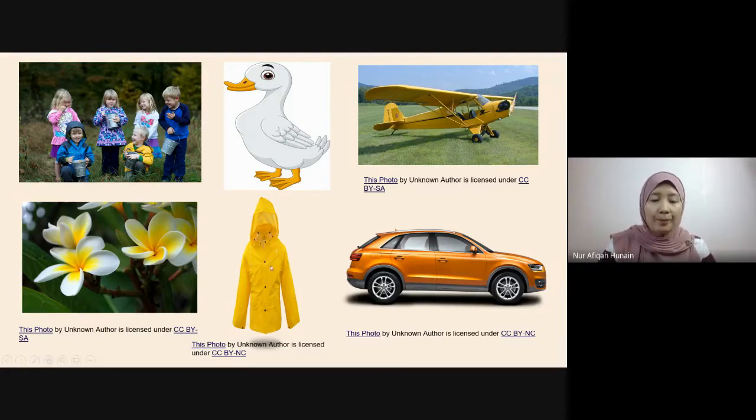While this one, raincoat, plane, and car, are classified into non-living things. Even though plane and car can move, they cannot breathe, they cannot reproduce, and they cannot grow. That's why they are classified into non-living things. All right, so from this picture we can say that they are separated into living things and non-living things.